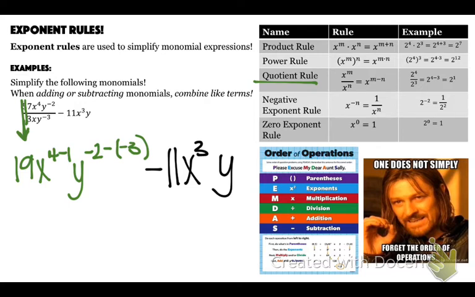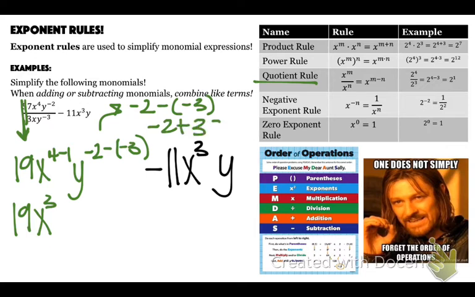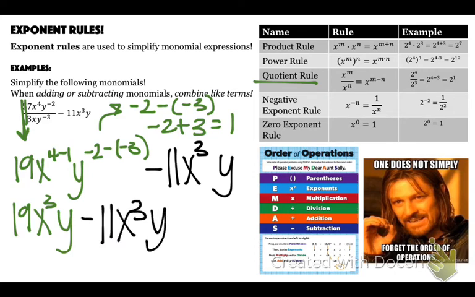Okay, and then let's go back to this. So 19, 4 minus 1 is easy, that's just 3. Now negative 2 minus a negative 3. I'm going to move it up here. So we have negative 2 minus a negative 3. Well, minus a negative becomes a positive, so that's negative 2 plus 3, which is 1. So that's just the same as y. And then this still is negative 11x cubed y.